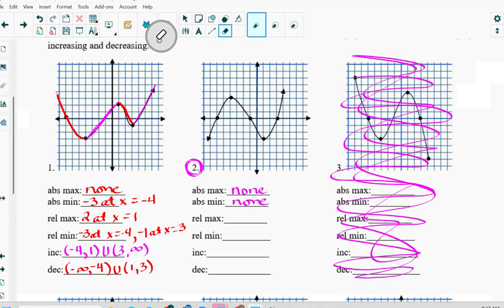Guys, do we see that there's no absolute max or min on this one? Does that make sense? Okay. Give you another minute to finish up.